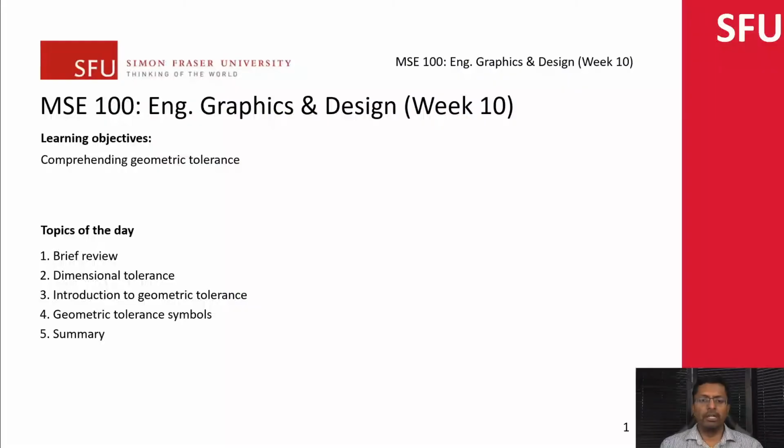And then what we're going to be doing now is applying a similar tolerance to what we had on the dimension, but on the geometry, a tolerance or a variation on the geometry, which is where the name geometric tolerance comes from. So that's our learning objective. We are going to be comprehending geometric tolerance, where we will do a few exercises. We'll do a quick review of our dimensional tolerance, and then we look at why we need geometric tolerance, and then we will apply it and do some exercises in geometric tolerance, and then we'll summarize the video.